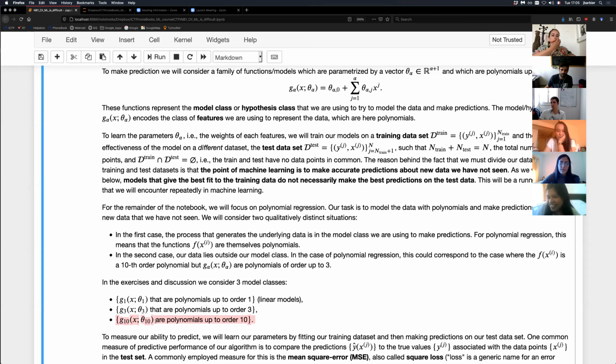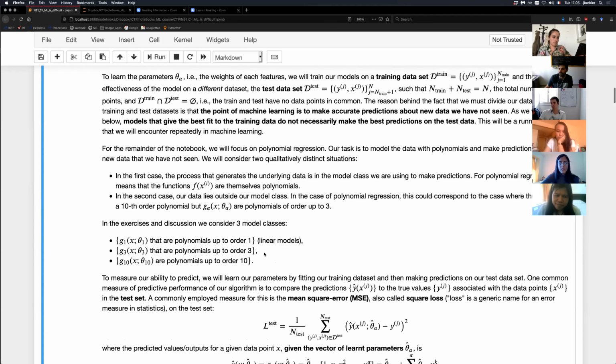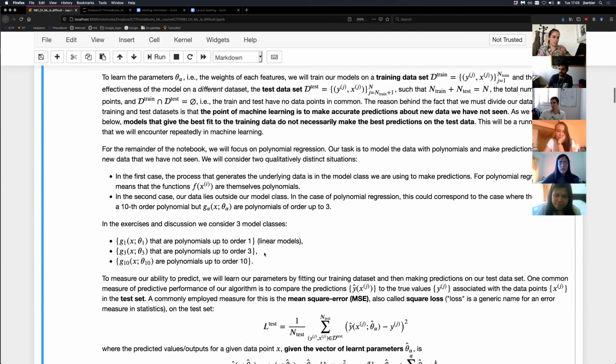Yeah, for instance, a polynomial of order 10 won't work for a linear model. That's not true. A linear model is a polynomial of order 10 where most coefficients, all coefficients, are equal to 0. So you can fit a linear model with a polynomial of order 10. Maybe it depends on the range of the data. On the range of the data, okay.